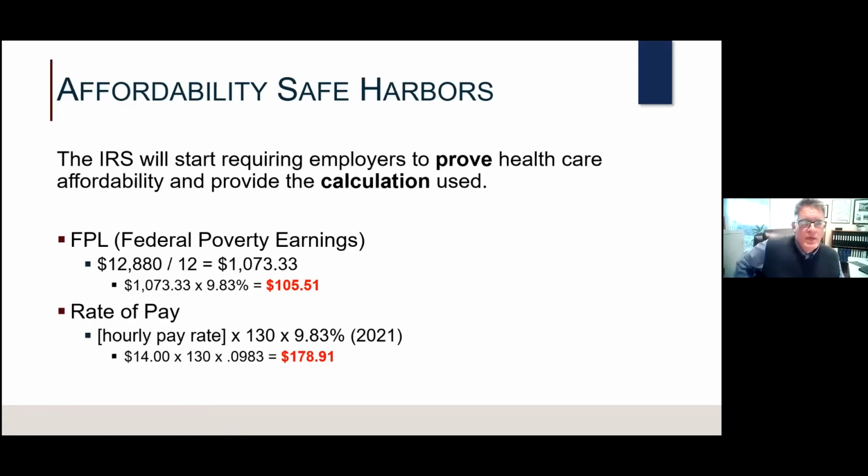Rate of pay safe harbor is probably the most common one that we use in terms of establishing cost sharing for employers. It's based upon the employee's hourly rate of pay. For 2021, if we use $14 per hour and the affordability percentage of 9.83%, we come up with $178.91, meaning the cost of coverage to the employee while using rate of pay safe harbor has to be below that. I get asked why we calculate that by 130. This is a statutory calculation. 130 is the monthly equivalent of hours of service for a full-time employee by IRS dictate.